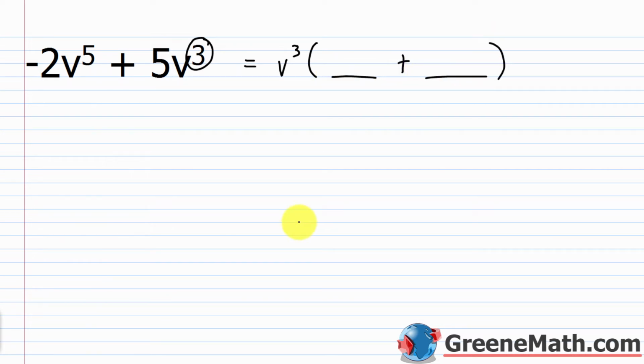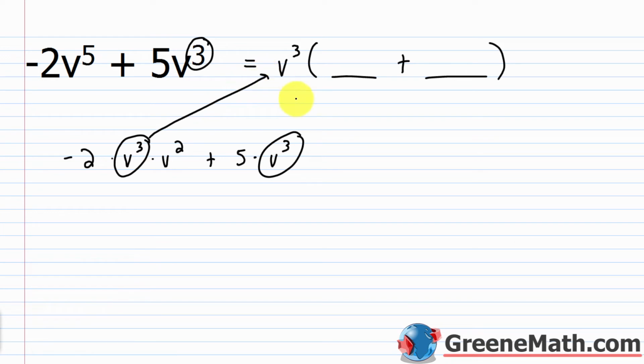Again, I could write this the long way and say I have negative 2 times v cubed times v squared plus 5 times v cubed. I could circle v cubed. Okay, a lot of students like to do this. And say, okay, if I pulled that out, what's left? Well, here it's just negative 2 times v squared.